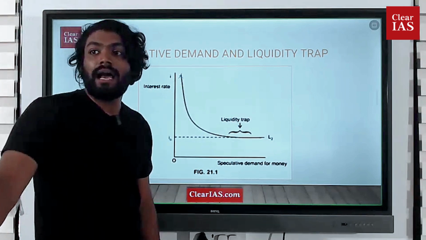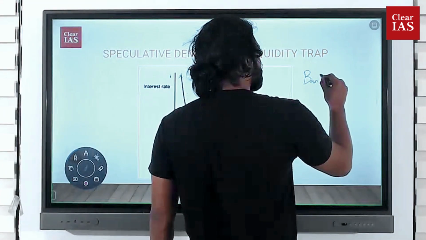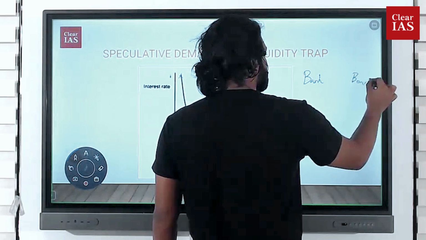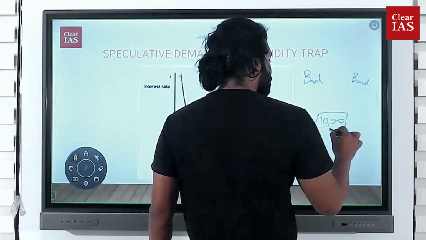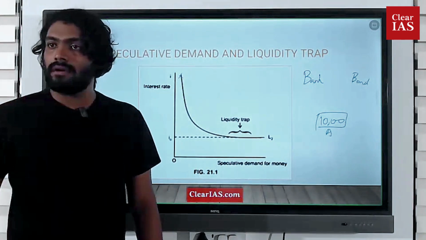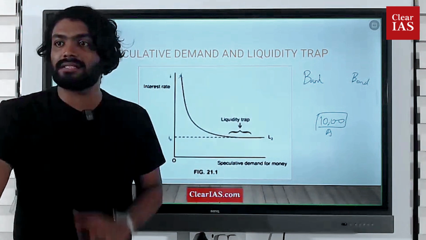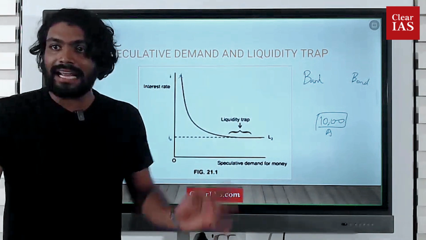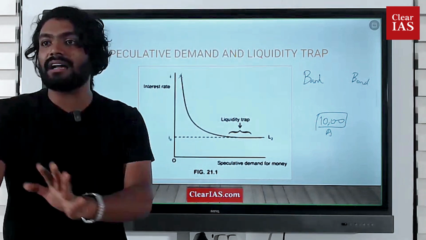Interest rate is very, very high. You have bank, bond. You have 10,000 rupees with you, person A. Interest rate is very, very high. So there is a chance that interest rate will decrease in the coming days. It cannot increase further. It is the highest. So there is only chances that interest rate will decrease in the coming days.